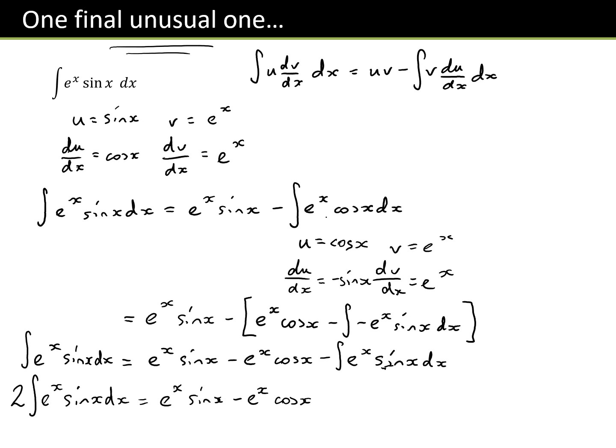So if you add this onto both sides, you just get two lots of the question. Now if you divide both sides by 2, you know the answer to the question is a half lots of this thing. Okay, I'm going to factorise out the e to the x at the same time. And there's your answer. Okay, so a weird one.